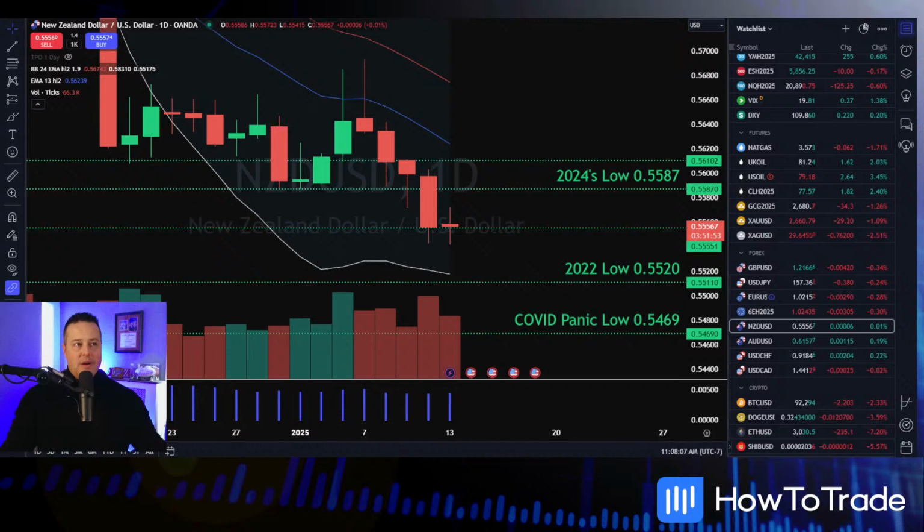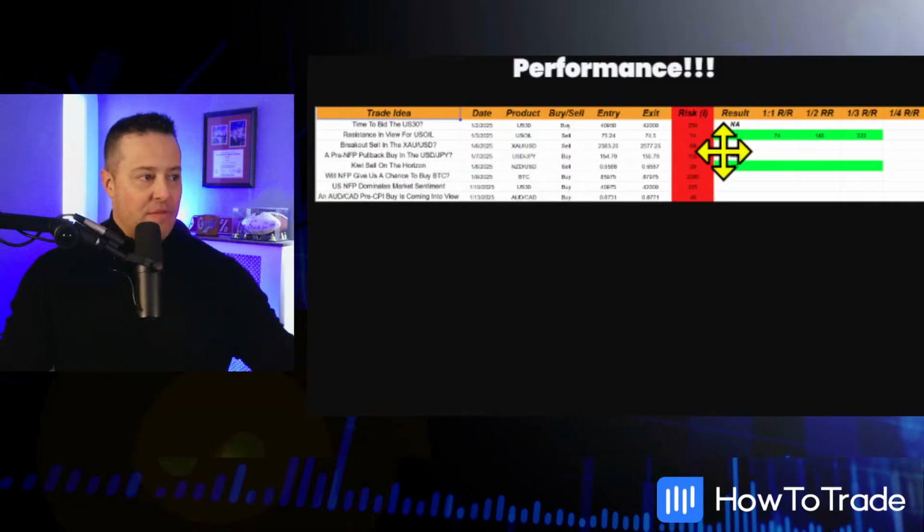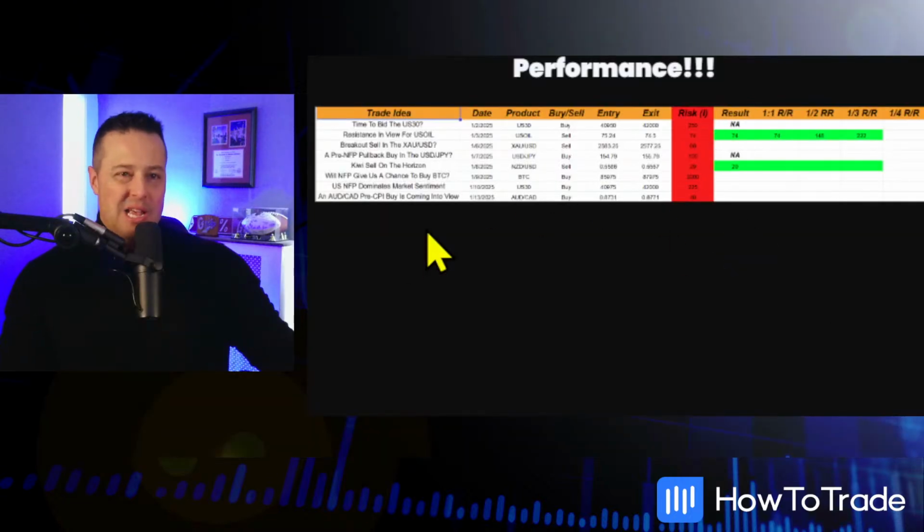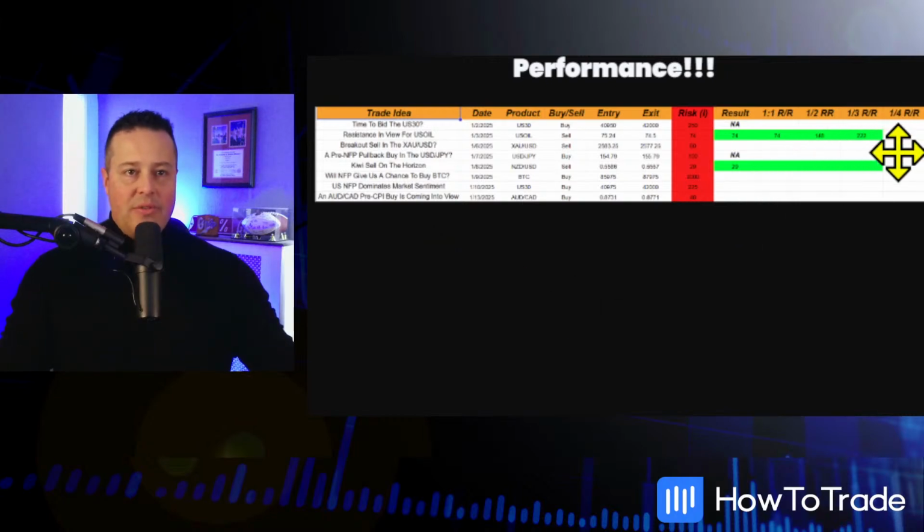And let's go ahead and just go over the performance. This is sort of our performance matrix. Thus far this year, it's been pretty good. We had a big mover and shaker that hit a 1-to-3 risk versus reward on WTI crude. That was a banger. And then we came right back with the Kiwi. The Kiwi hit too, so we started off 2-0 for the year. That's not too bad. Now remember, these things aren't going to go live for you every day.